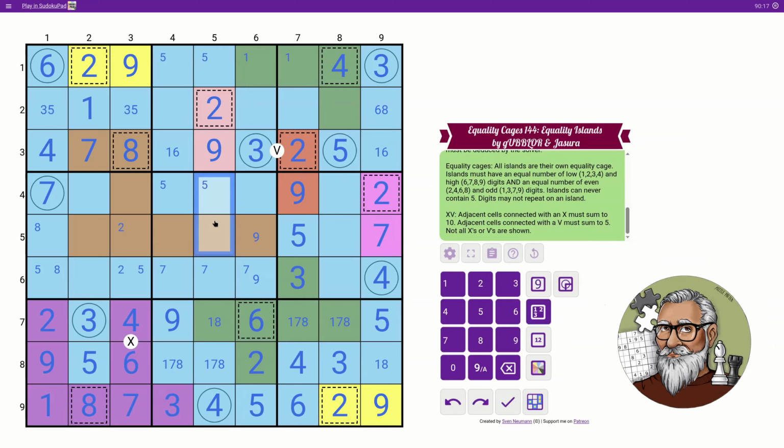3. One of these is 3. This is not the best pencil marking, is it? I'm messing up, but we'll see. One of these is 4.